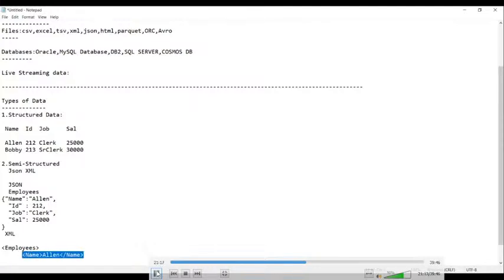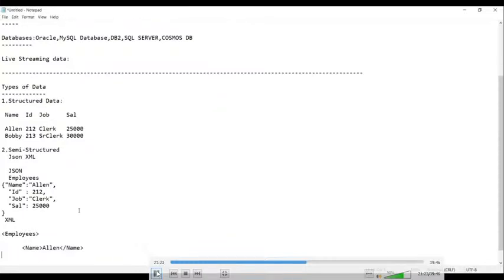In between you have employees. Then we have what, guys? ID. Here we have ID, and the value is 212. Yes, 212 is the ID. And again, close with slash ID. That's it.